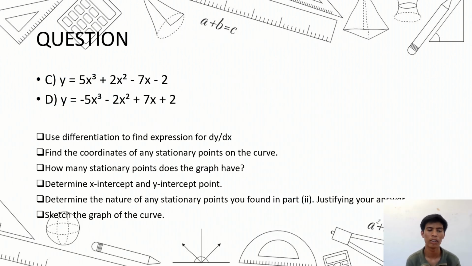This is our question. We have question C and D. If you can see, question C is y equals 5x cubed plus 2x squared minus 7x minus 2. And the next, question D, y equals negative 5x cubed minus 2x squared plus 7x plus 2.